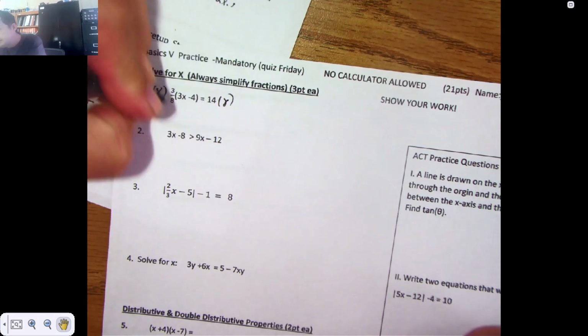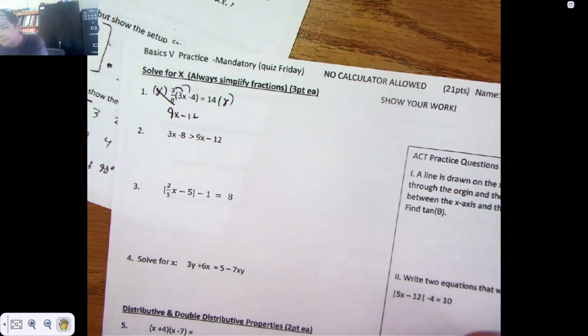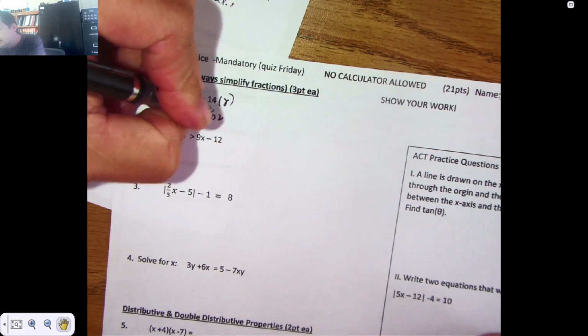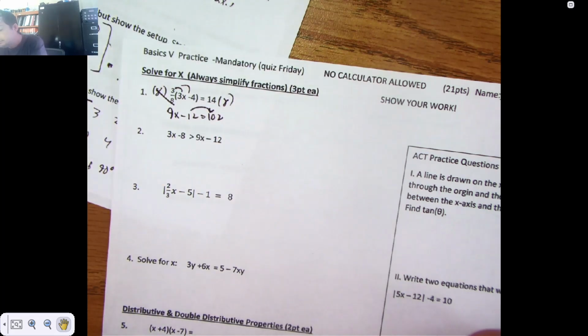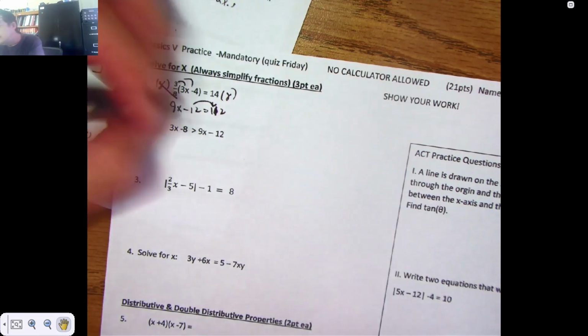Subtract 8 from both sides, 8's cancel. 3 times 3x minus 4 is 9x minus 12. 8 times 14 is 112. Add 12. That's weird. Well, now this is just making me wonder something I did in another video. Nice. Okay, 13, 24, 80, 32, 112. Ah, there's my mistake. Add 12.